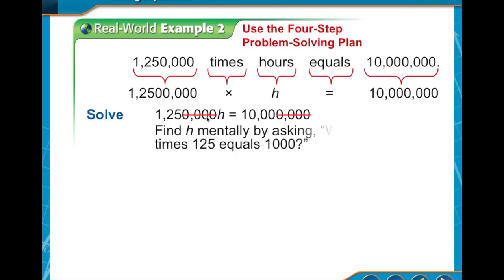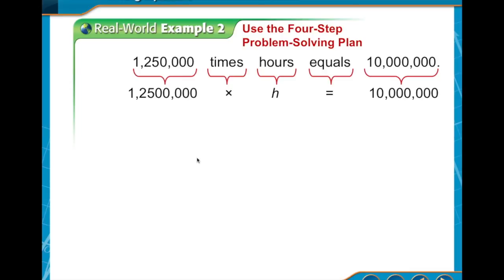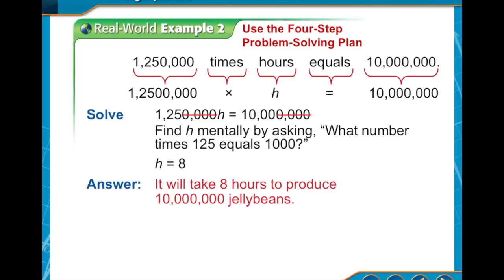If we simplify, we could then write our equation a little bit easier. And if we divide away what's on the left, we would get H equals 8. So it would take 8 hours to produce 10 million jelly beans if you're making a little more than 1 million per hour. And that makes sense, right? So if you're making a little more than 1 million per hour, you want to get to 10 million, it would take you about 8 hours. Done. That's all you have to do for that problem.